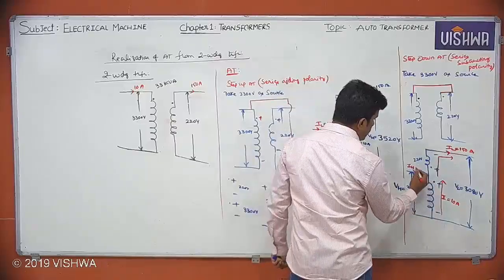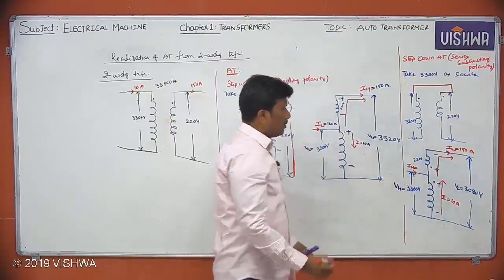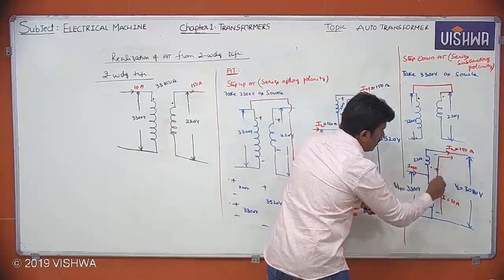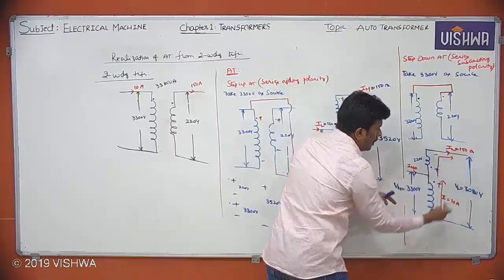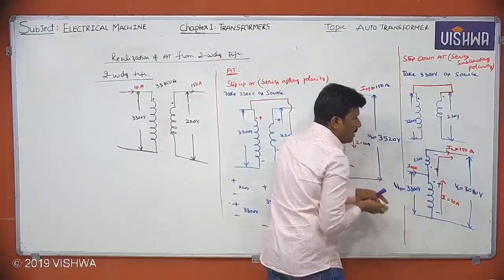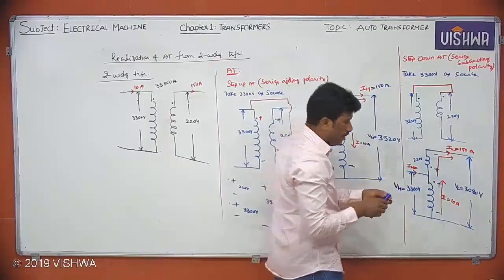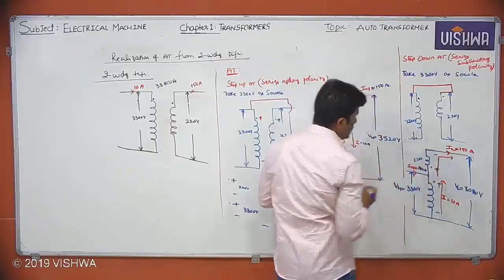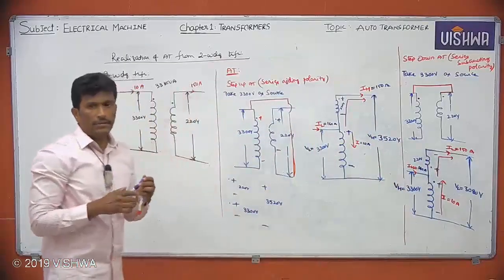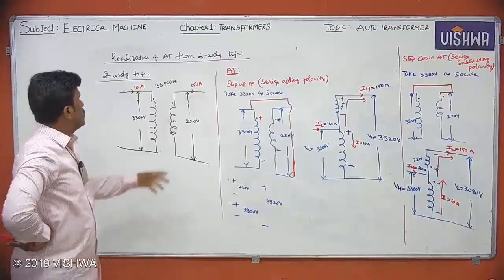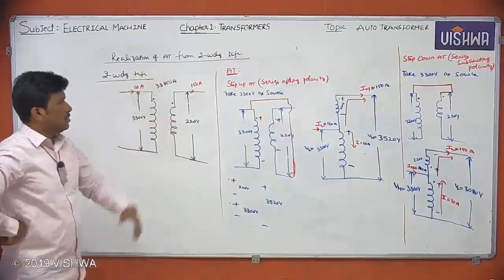Now tell me, what about this IH value? Very simple. See, total current 150 amperes is coming to the load. Here 10 amperes is coming. So what might be this IH value? 140 amperes. Okay, like this I can realize an auto transformer from this 2-winding transformer.